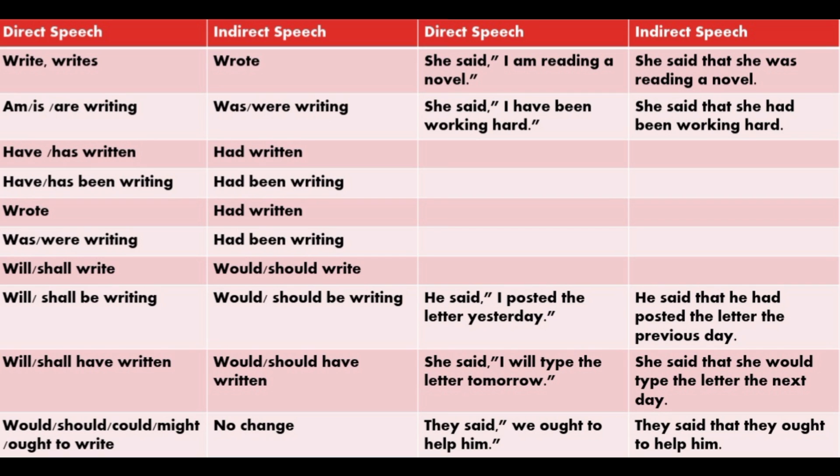Let's see that now. Write and writes in direct speech will become wrote. Am, is, are writing in direct speech will become was or were writing in indirect speech. Have or has written will become had written. Have or has been writing will become had been writing. Wrote will become had written. Was or were writing will become had been writing.